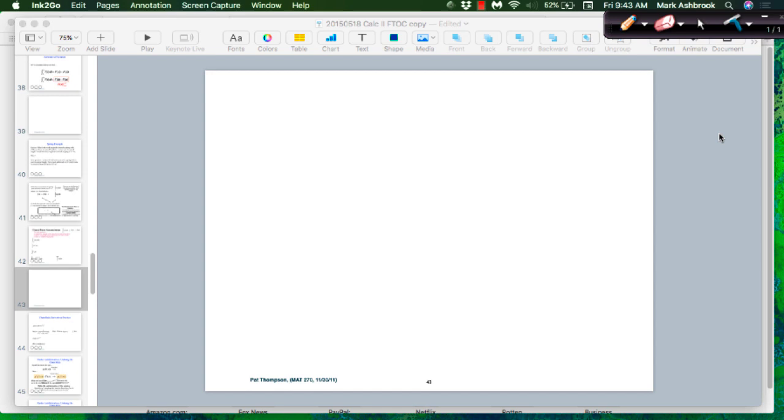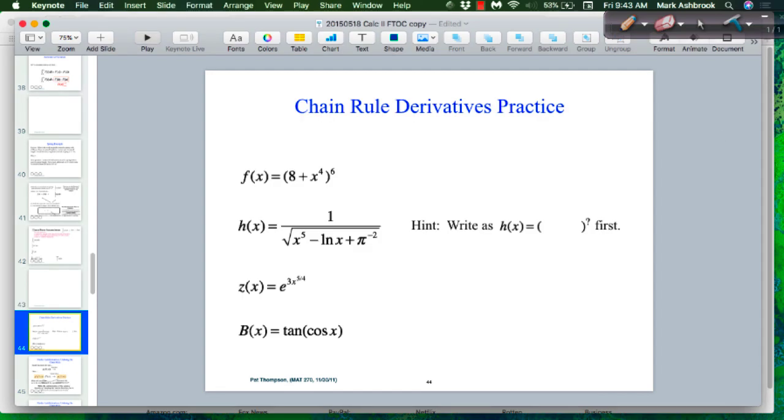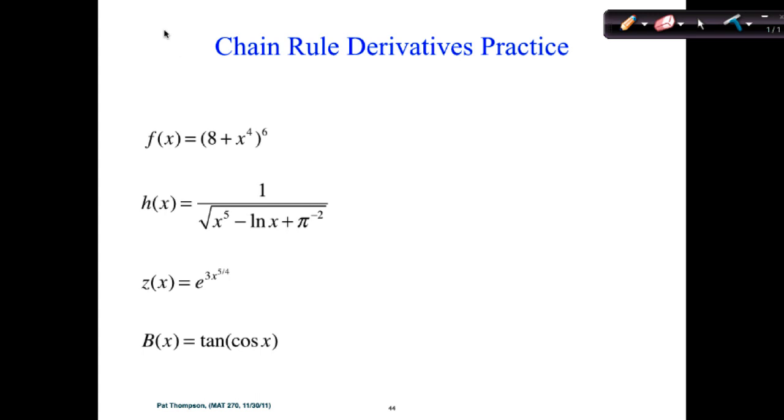So let's practice. Since we're going to be basing all of our antiderivatives on derivatives, let's practice derivatives by chain rule. So this is chain rule derivatives practice. For the functions f, h, z, and capital B, I want you to find the derivative. This is like Calc 1, like the mastery test. For h, your hint is to make it look like f first. Make it look like something to a power first, and then do the same thing you did for f.